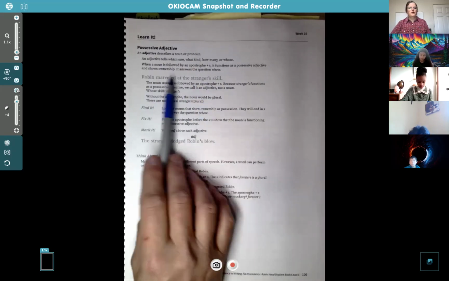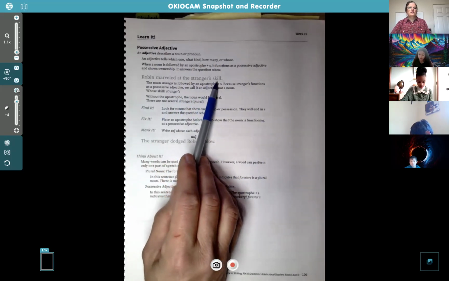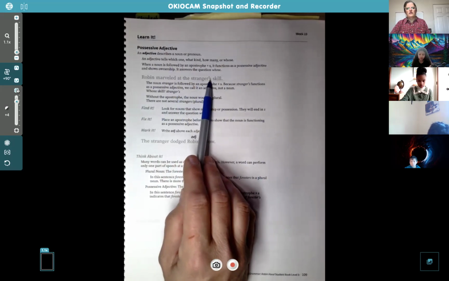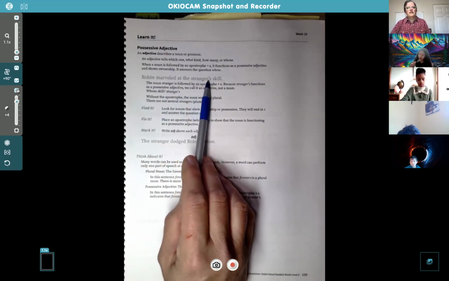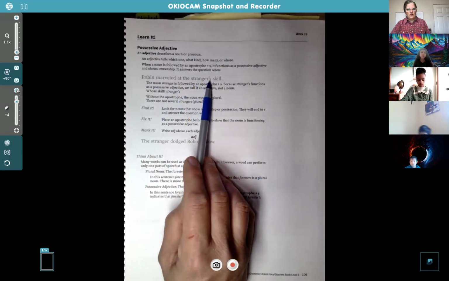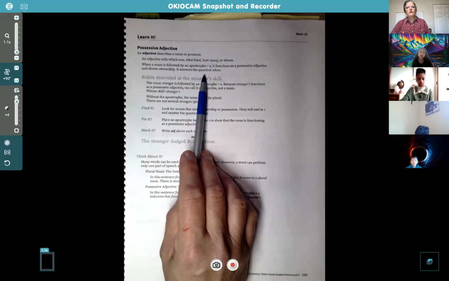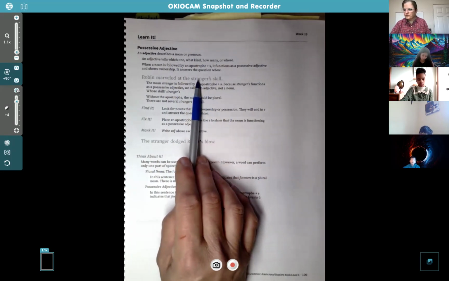So look at this example here. Robin marveled at the stranger's skill. Notice that word stranger, without the S would be a noun, right? It's a person, a stranger. But since it has that apostrophe S right there, that changes it. It's not functioning as a noun anymore. It's functioning as an adjective telling whose skill it is. The skill belongs to the stranger.